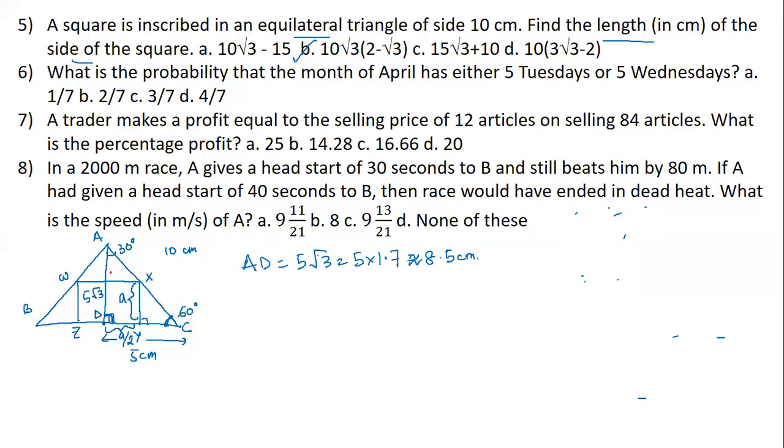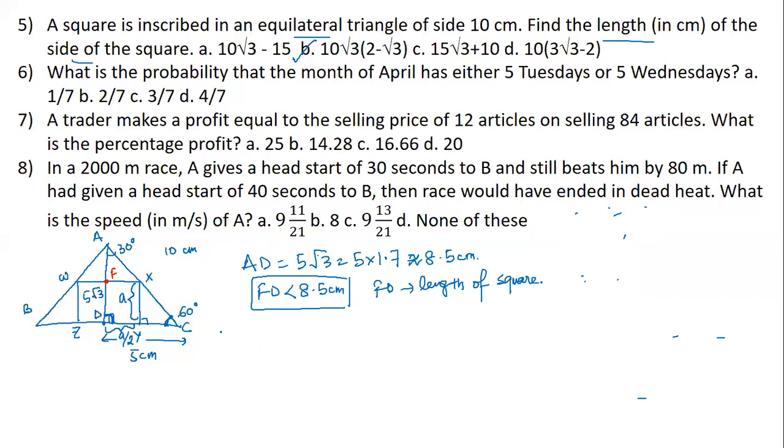Now let me call this point F. I can say that FD would definitely be less than 8.5 centimeter. And what is FD? FD is basically the side of the square.